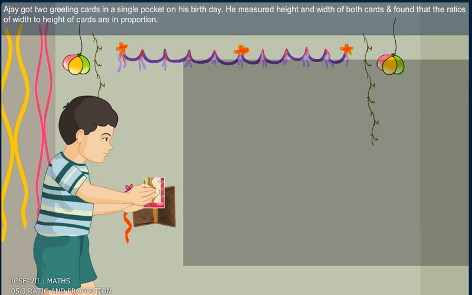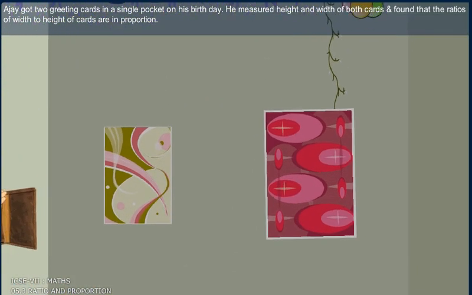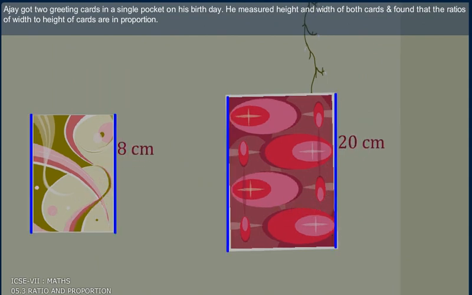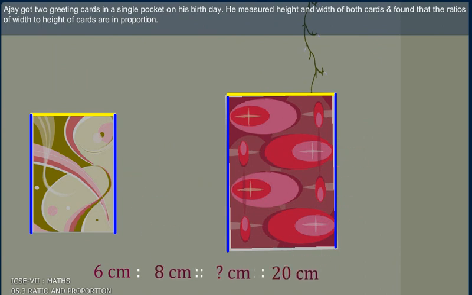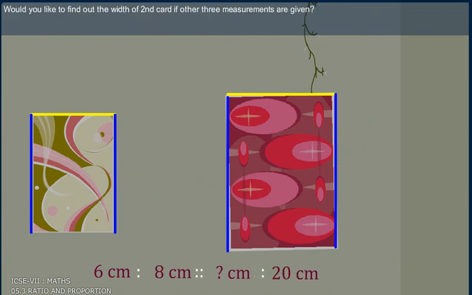Ajay got 2 greeting cards in a single pocket on his birthday. He measured height and width of both cards and found that the ratios of width to height of the cards are in proportion. Would you like to find out the width of the second card if the other 3 measurements are given?